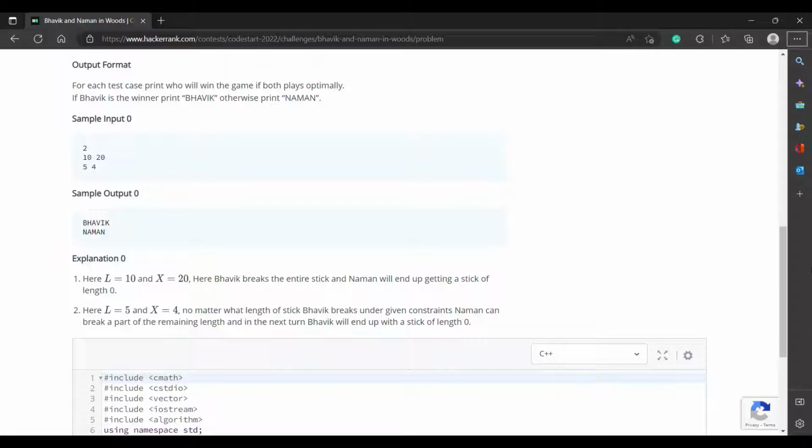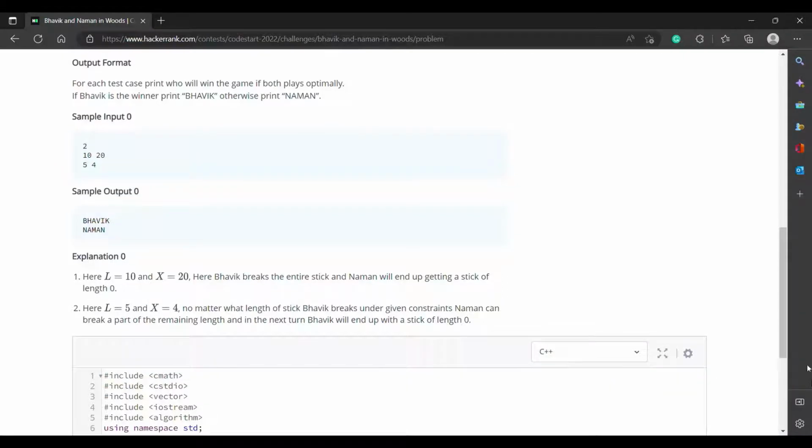So we output Bhavik. For the next case, we are given the length of the stick is 5 and the maximum limit a player can break is 4. So, no matter what length Bhavik breaks, there will always be a chance for Naman to break the remaining length of the stick and hence Naman will be the winner.